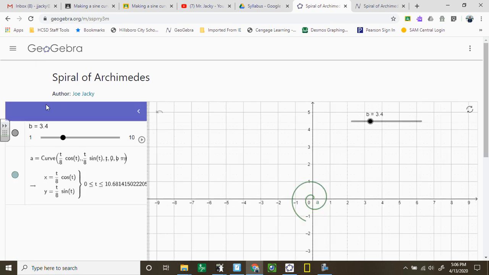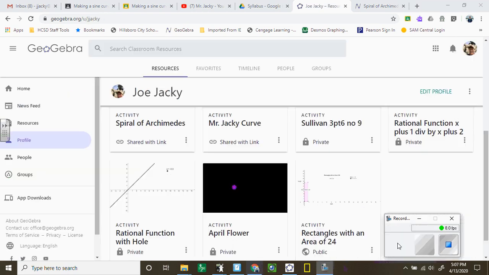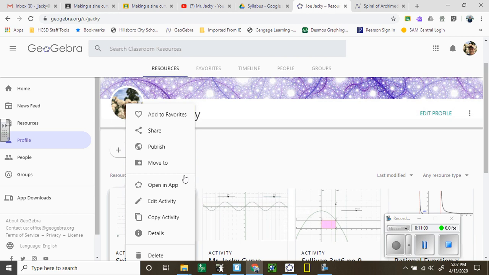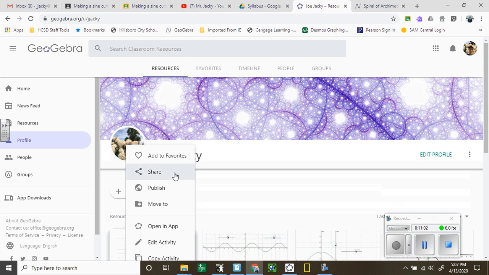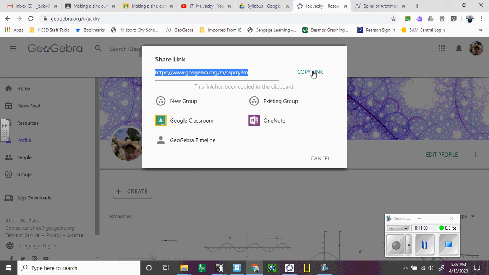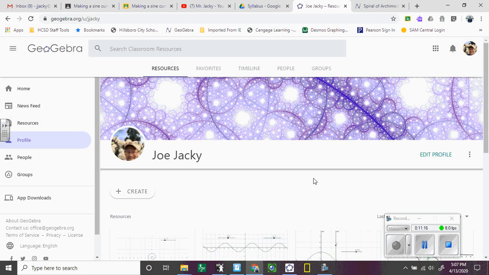Nope, that's not what I want. Pause this for a second. Okay, I outfoxed myself for a second. So we're going to click on the three dots, Spiral of Archimedes, and then I was like, where is it? And it's like, oh, share, it's right there. Okay, so we're going to share, copy link. Okay, and then we get rid of that, cancel, and then that's what I want you to share. I want you to share that link with me.